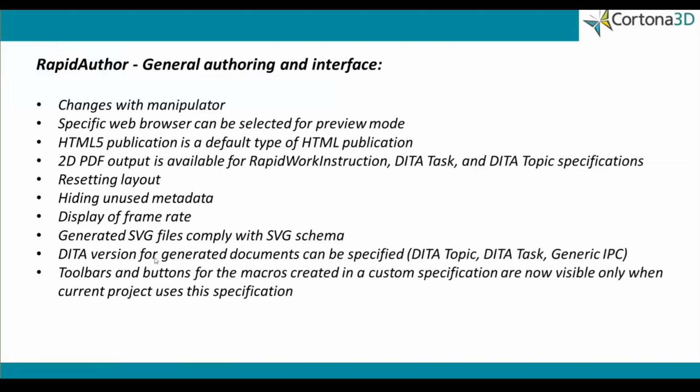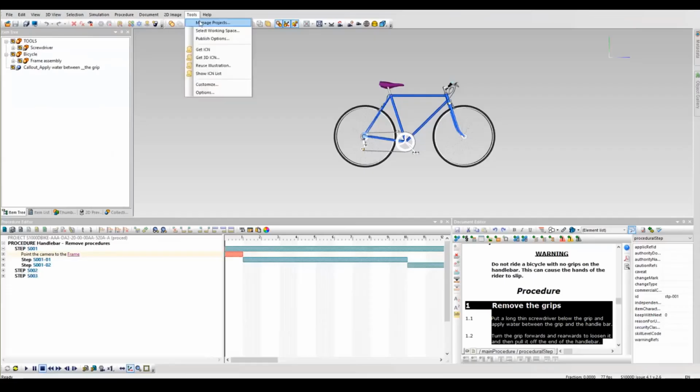And the last thing on this list, this is not something that I can show you right away, but if you have any toolbars or buttons for different macros that you created or that we created for you, they're only now getting shown for the specific specification component that is currently being used in the specific project. So features that are not applicable to this specific specification are not shown here. This is something cosmetic, but still I noted.